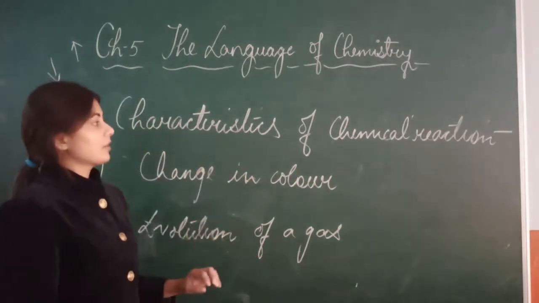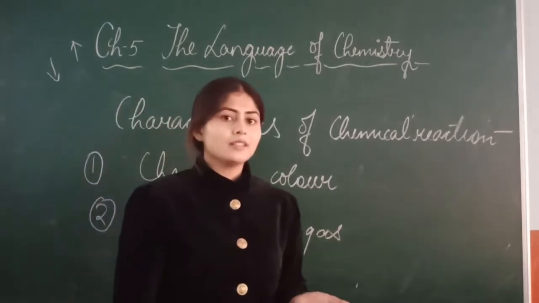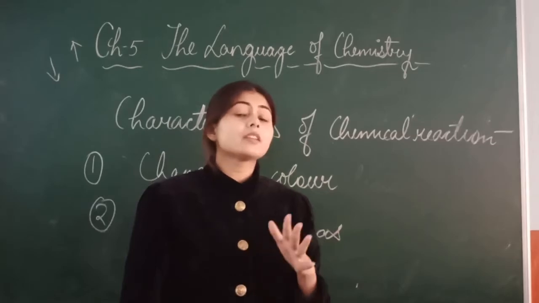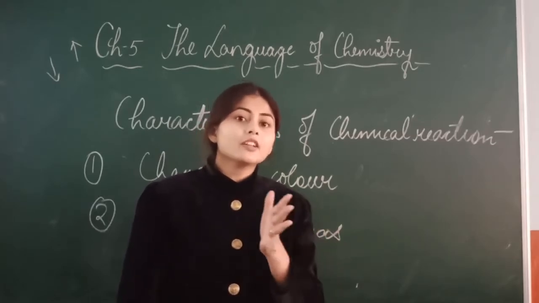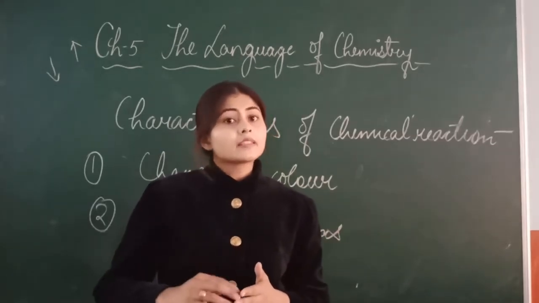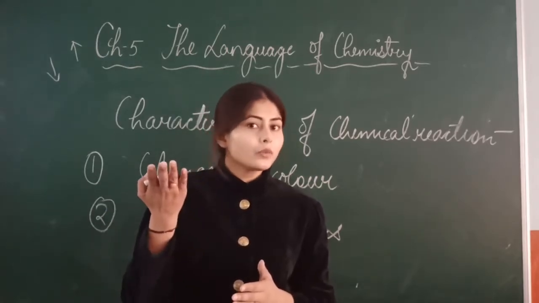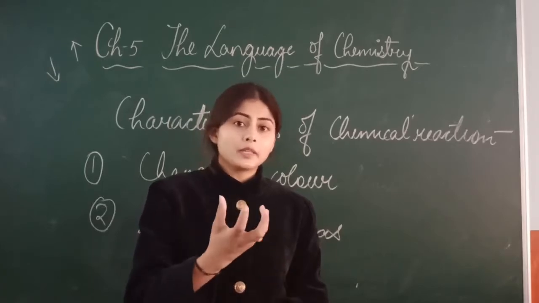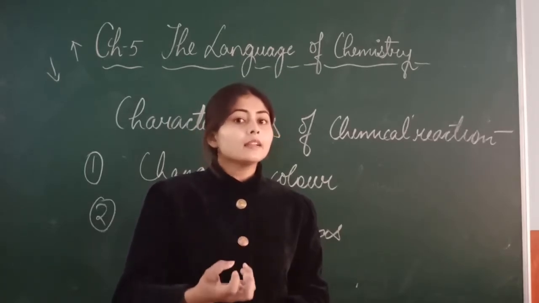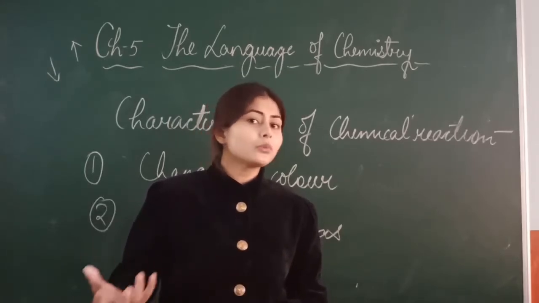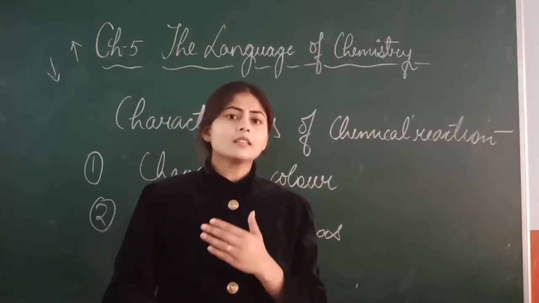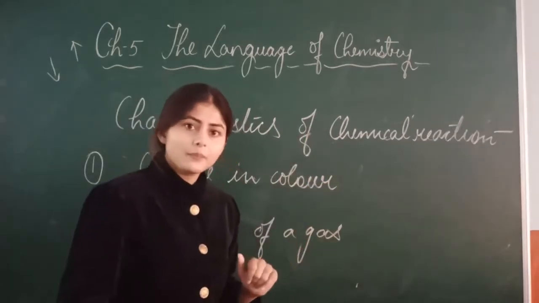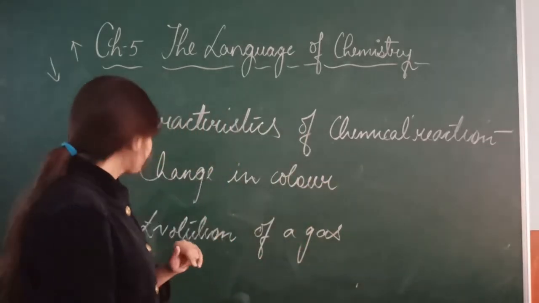Characteristics of chemical reaction. In chemical reactions, many changes take place. Their color changes from reactant to product. Maybe in some reactions, gases are evolving from the chemical reactions, and maybe in some reactions, a precipitate is formed. Color changes, state changes from reactant to the product. So these changes we say are the characteristics of a chemical reaction, and that's what we are studying.